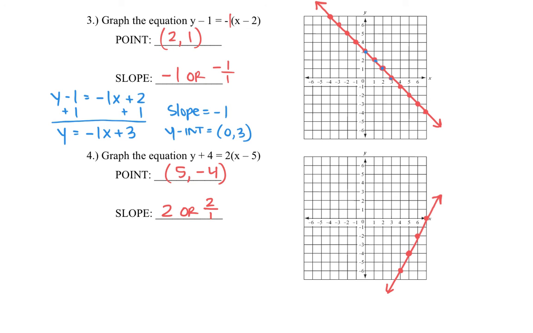Again, notice that because it's y plus 4, I know that's really y minus -4, which is why that y coordinate is -4. So I plotted that point, 5, -4, and used 2 or 2/1 as my slope to plot other points. All right, so that's where we're going to stop in this video.